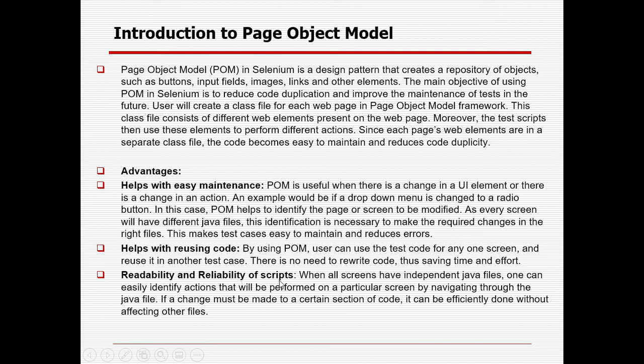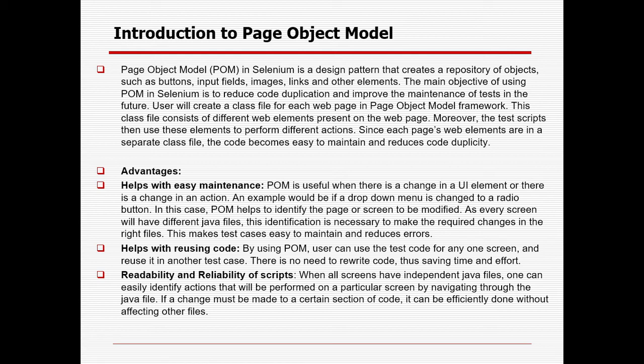Then readability and reliability of the script. When all scripts have independent Java files, one can easily identify the actions that will be performed on a particular screen by navigating through the Java file. In case you already know the page name, we go to the page name, and we can also update the relevant methods already written to perform the operation for a particular web element. If a change must be made to a certain section of code, it can be done efficiently without affecting other files. Suppose, as in the example I just gave, the drop down field has been updated to a radio button.